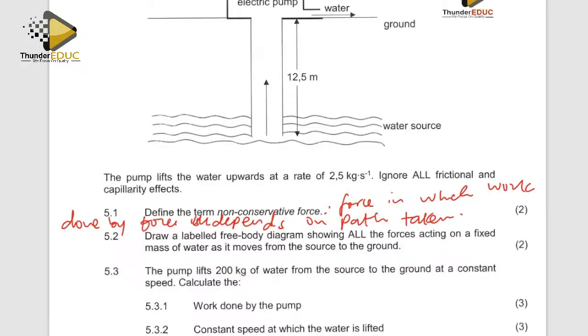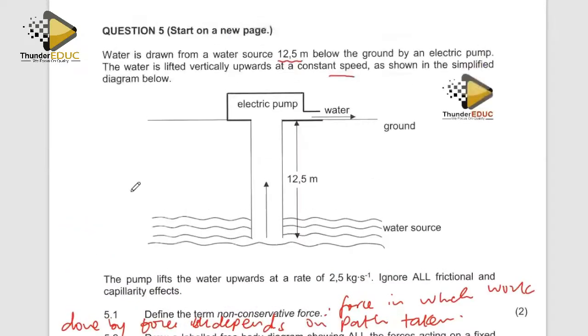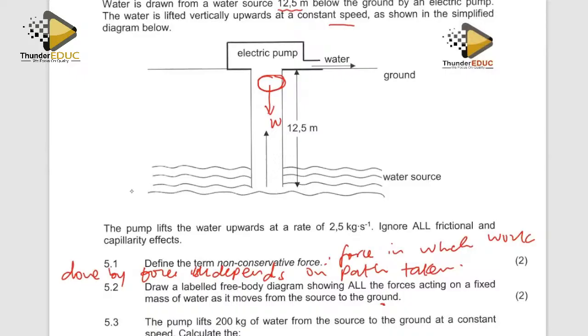Then they want us to draw a free body diagram showing all the forces acting on a fixed mass of water as it moves from the source to the ground. If a fixed mass of water is somewhere there, this water is going to experience its weight. Is there any other force that is going to act on this water? The other one I could think of is that the water is going upwards, so there should be the force by the pump. So we have the force by the pump, and the weight downwards, for 2 marks. It's reasonable.